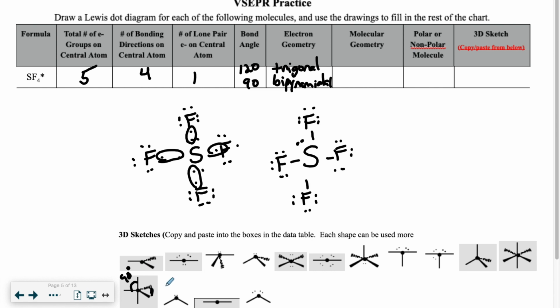But if you went across the middle part, this would be 120 when you're going between these 3 in the middle. So that's why we have the two different bond angles here.